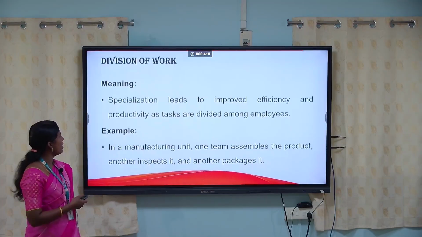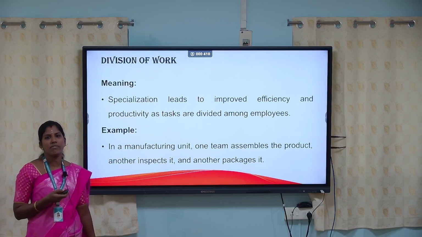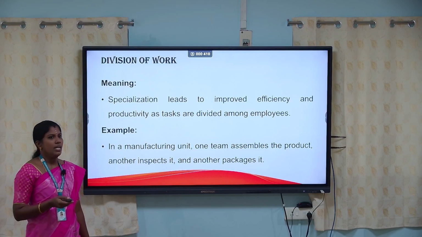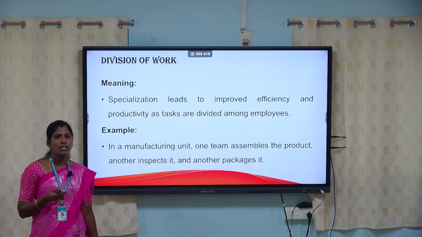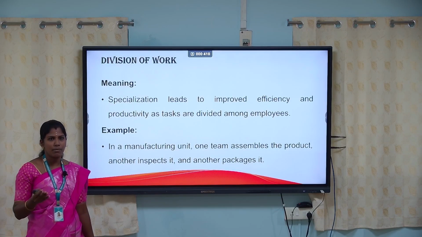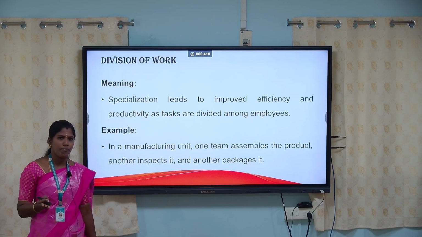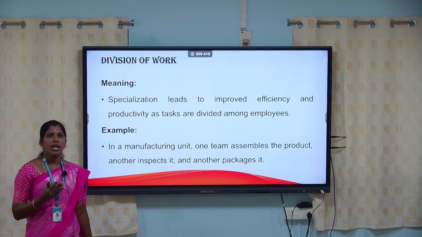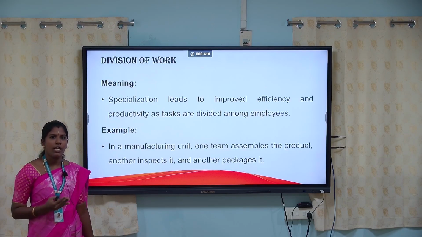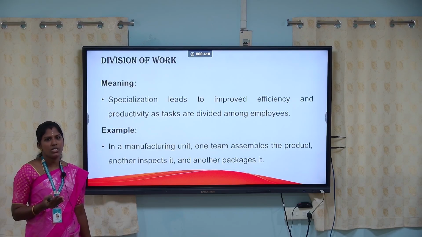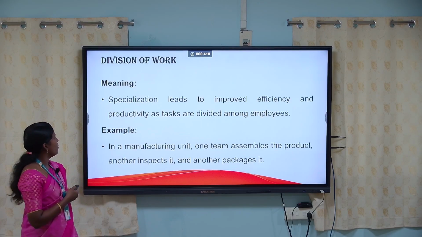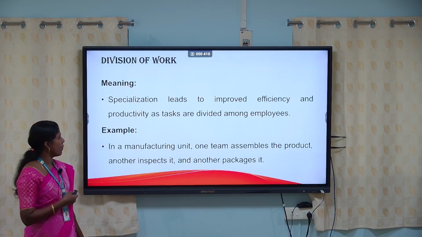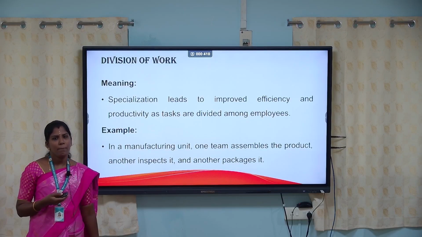Okay. First point is division of work. What is division of work? In division of work, the work will be divided into small parts among the employees. For example, in a bank, they have different types of work, and the employees are doing different types of work. The work is assigned in small parts, and only then are they expert in that particular field. They are doing the work in the fastest, quickest way, completing the work efficiently and effectively. Meaning of division of work: specialization leads to improved efficiency and productivity as tasks are divided among employees.